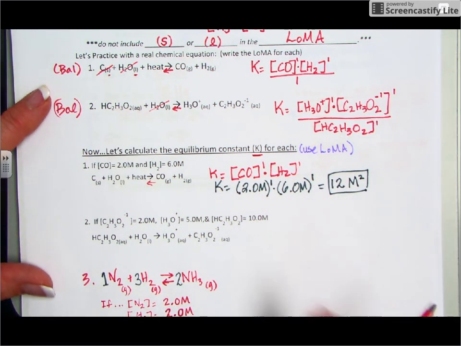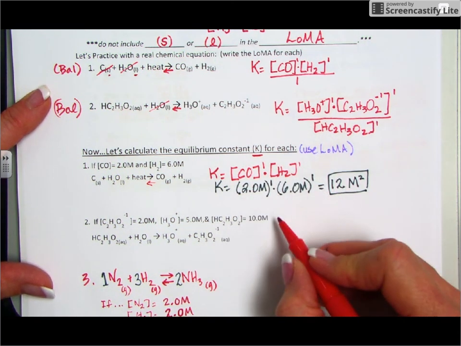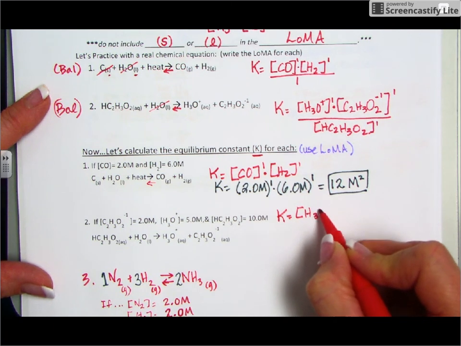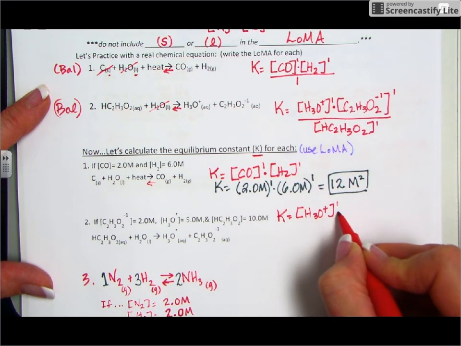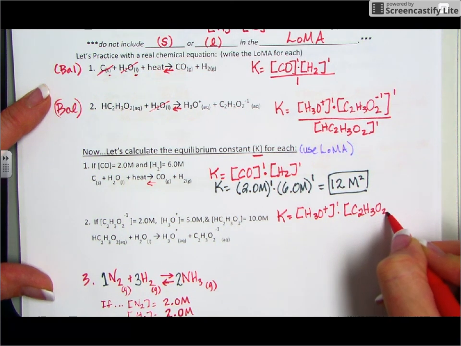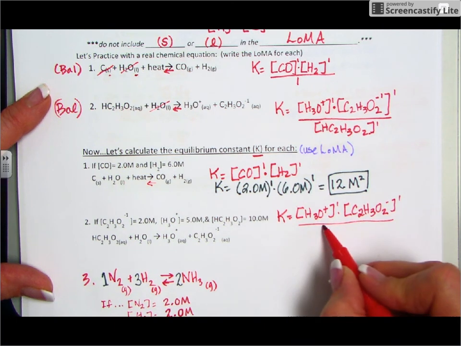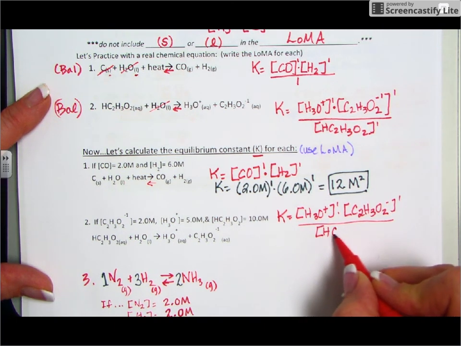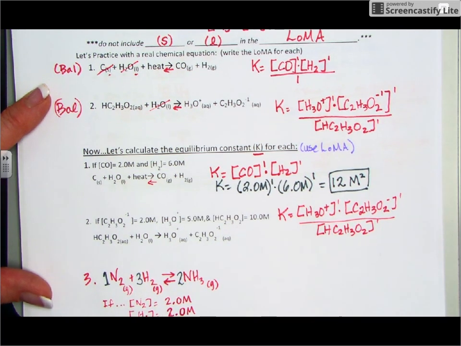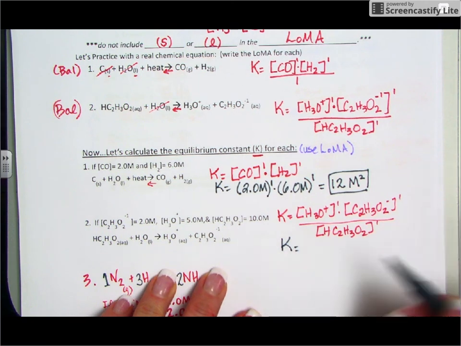For number 2, the law of mass action that we had determined in the previous video lesson was K is equal to the concentration of hydronium ion to the first power times concentration of the acetate ion to the first power divided by concentration of acetic acid, and that was also to the first power. So let's plug in our values that they've given us here and solve for K again.